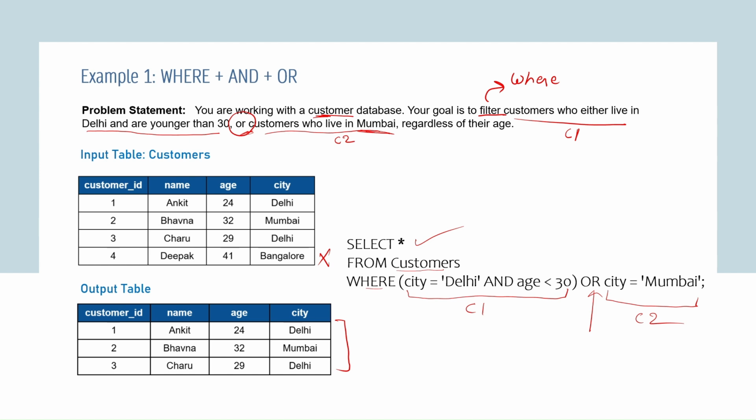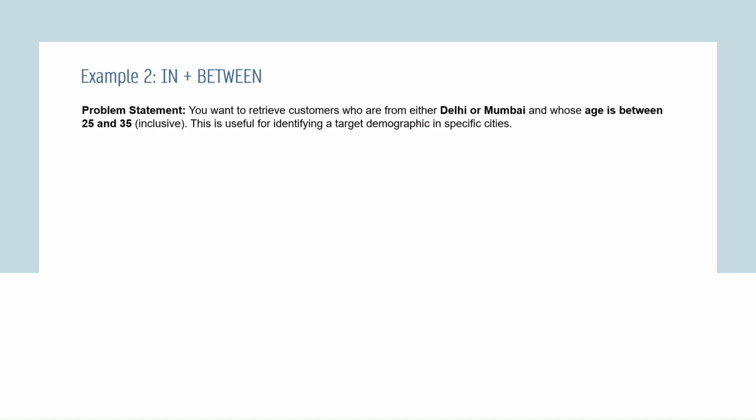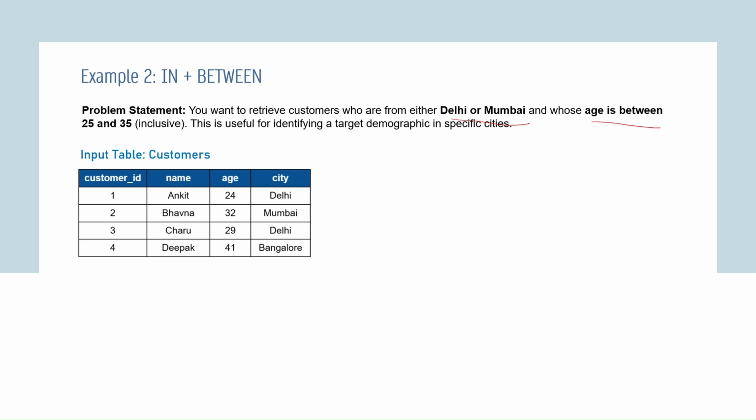I hope you're clear with this example. So let's now move on to the next example that we have. Example 2 says that here we are going to make use of the IN operator and the BETWEEN operator. The problem statement is, you want to retrieve the customers who are from Delhi or Mumbai and whose age is between 25 and 35 inclusive. Now let's take a look at the input table, which is the customers table again, the table that we referred to in the last question. So here we have the same customer data and this is my output.